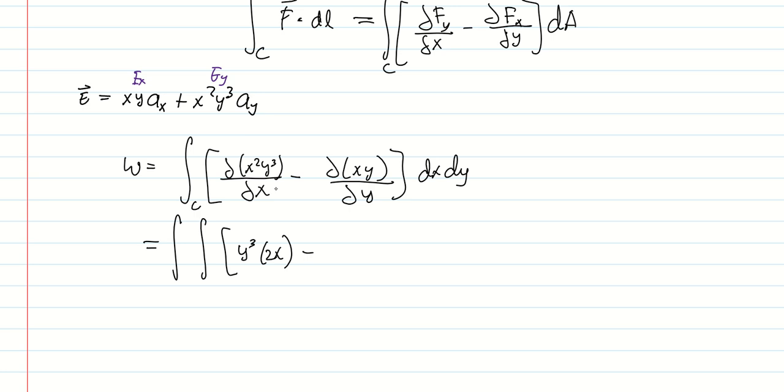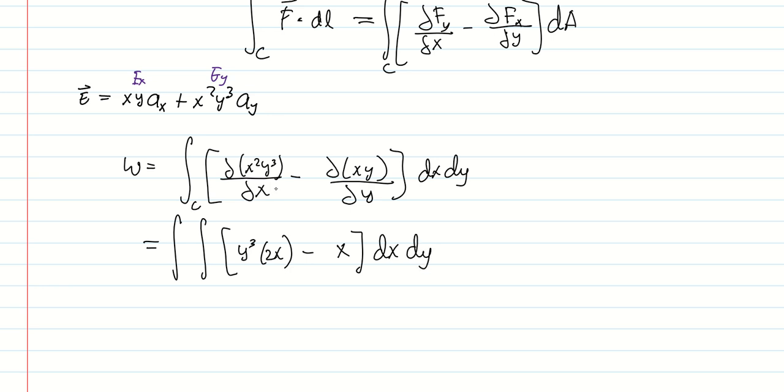Here, this is with respect to y, so we treat x as a constant. If you take, for example, the derivative of 2x with respect to x, it's just equal to 2, the coefficient. Here x is just like the coefficient of y, so the answer is just x, because the derivative of y is just 1. Then dx dy.